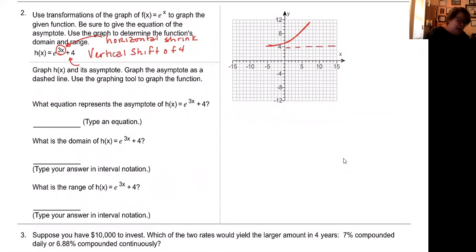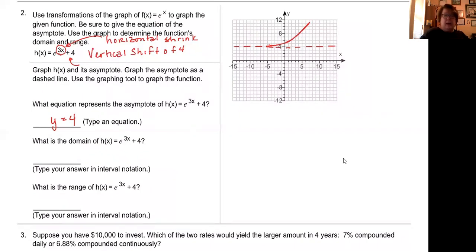And when you graph this in MyMathLab, be sure that you graph the horizontal asymptote as a dashed line at y equals 4. So the asymptote is y equals 4. And you do have to type in the y equals. You can't just type in the 4. If you type in just 4 and hit submit, it's incorrect, and I will not count it correct.